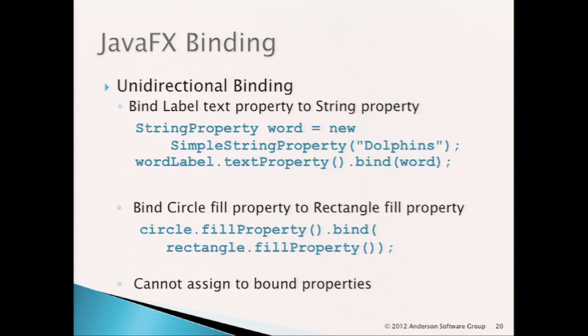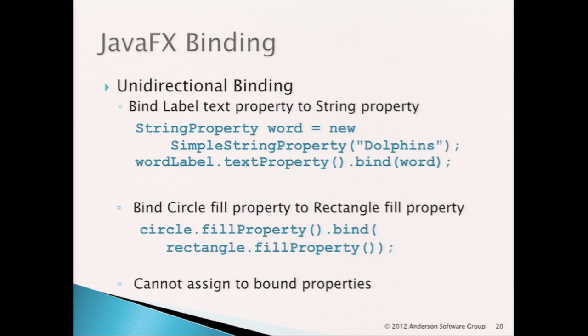Okay, let's start with unidirectional binding. That's the first binding strategy in JavaFX. We're going to work with the label that you saw, that had the dolphins word on it. We're going to bind the label text property to a string property. Not a string, but a string property. And a string property is an observable JavaFX type that holds a string, but it's observable. Okay? So here we go.